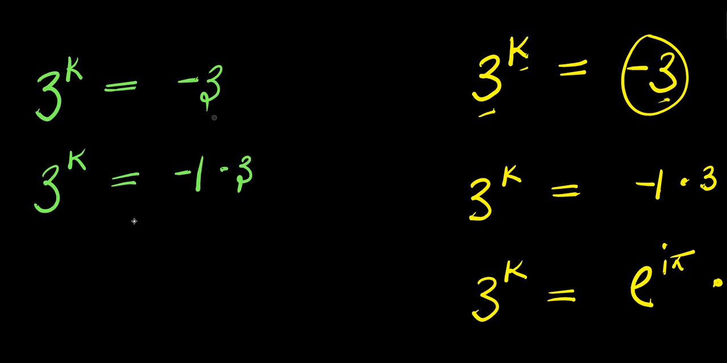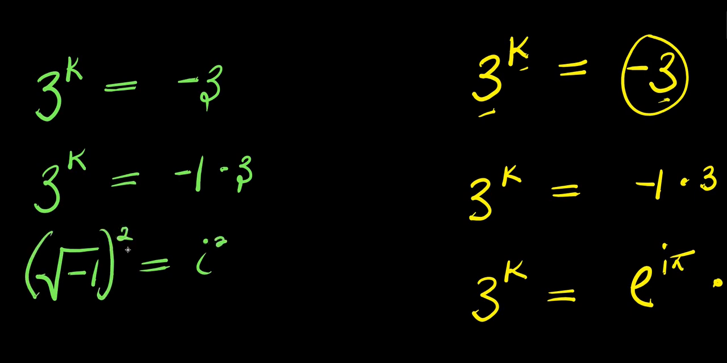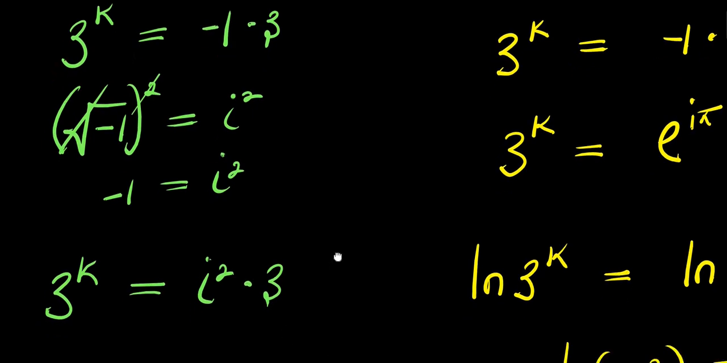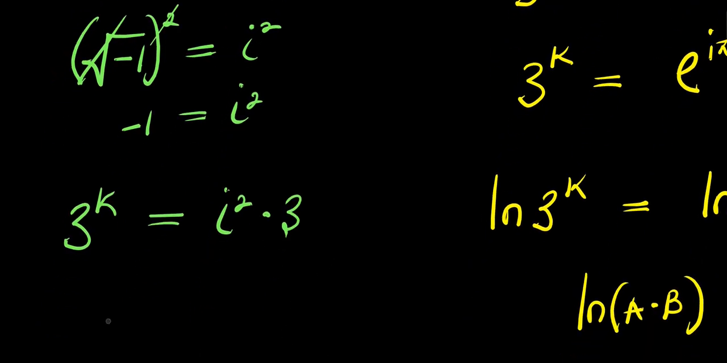Now, I can make use of this identity. Square root of -1 equals i. Taking the squares of this equation, I have -1 equals i power 2. So from here, I have 3 power k equals i power 2 times 3. So I have 3 power k equals 3i power 2.